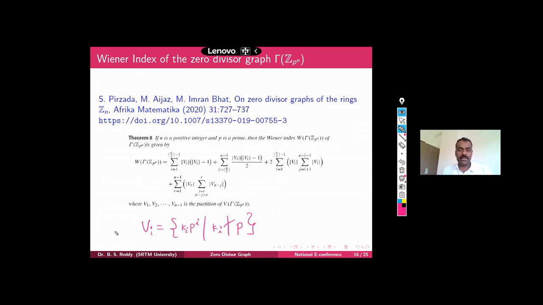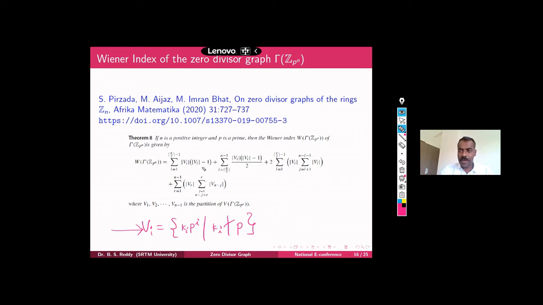So they have split the vertex set into the sets Vi's, which are only the multiples of p power i. That means you don't have any extra p in that. Okay, this coefficient constant does not divide p. And with these notations, they have given how the zero divisor graph of any Zp power n looks in terms of graph, and they have calculated the Wiener index.